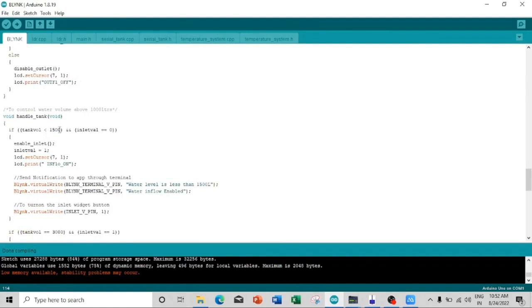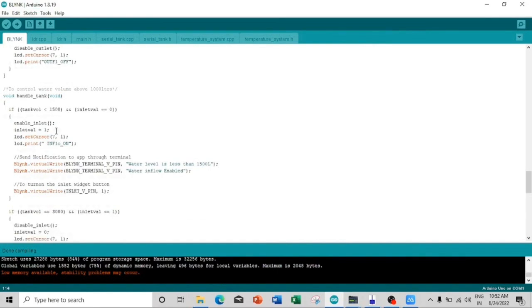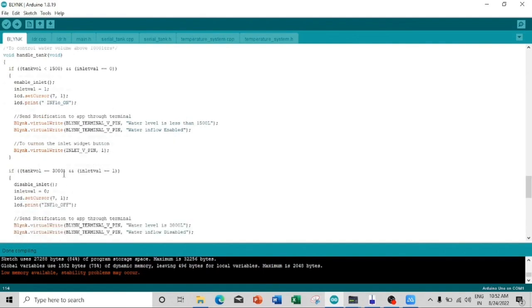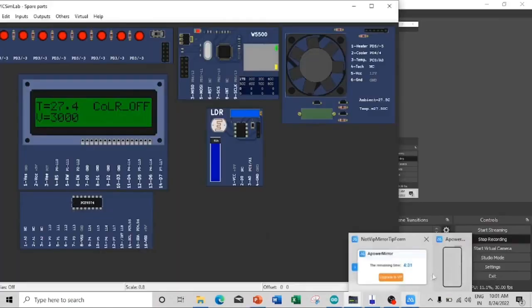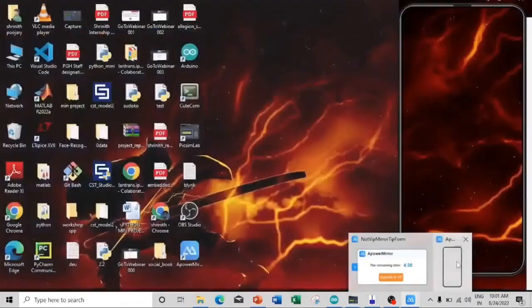The third and last part of our code is about the serial tank. When the tank volume falls below 1500 liters, the inlet valve should automatically turn on and a notification should pop up indicating that the water level is below 1500 liters. The maximum level of the tank is set at 3000 liters. When the tank reaches 3000 liters, the inlet valve should turn off. Also, when we turn on the outlet valve, the water should flow in the opposite direction.